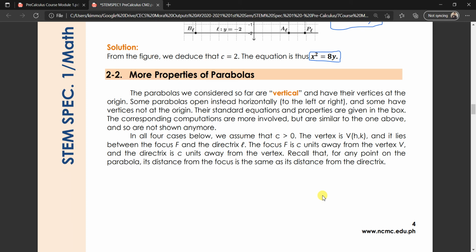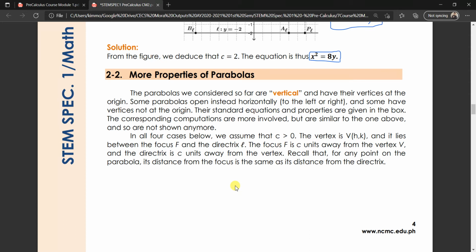Okay, good day and welcome to the part 2 video discussion of Module 2, the Parabolas. For this topic, I'll be going to discuss more properties of parabolas.